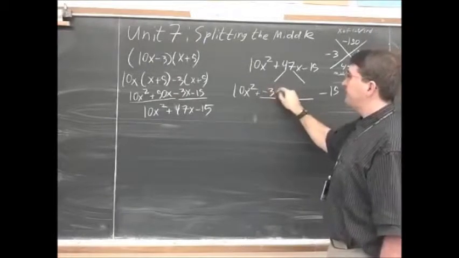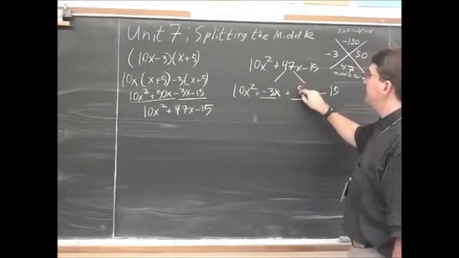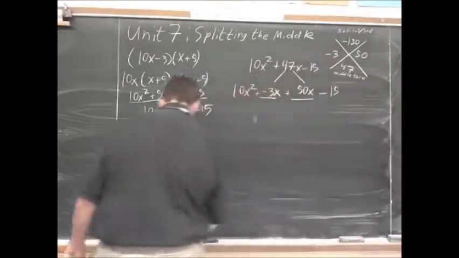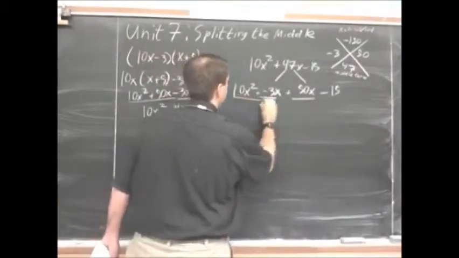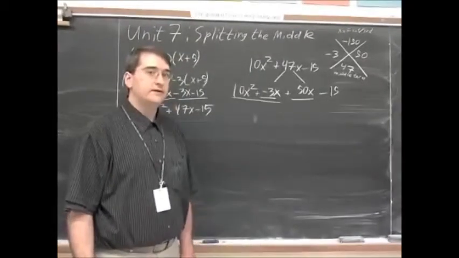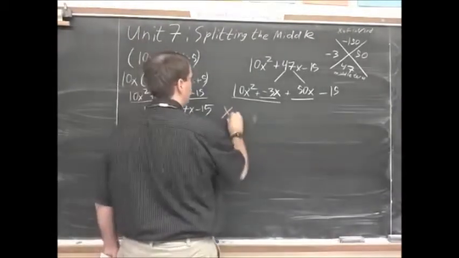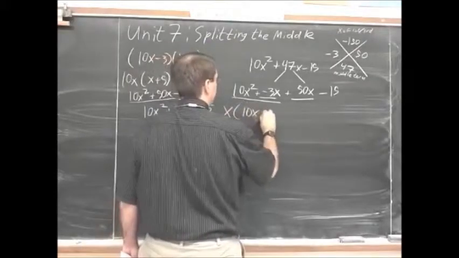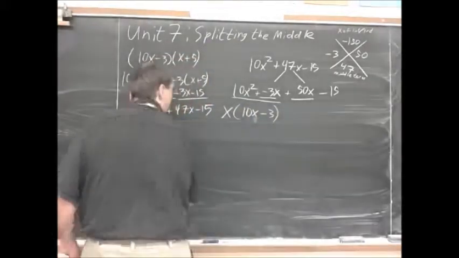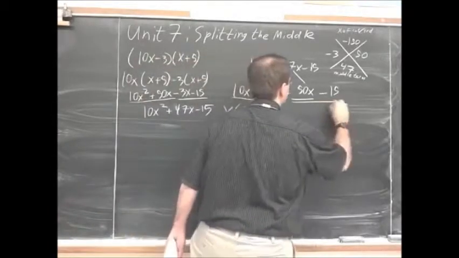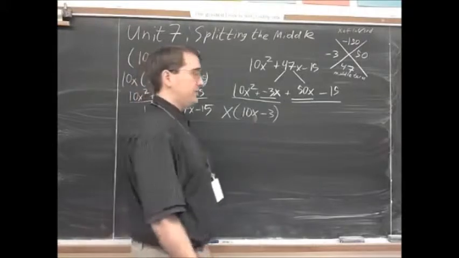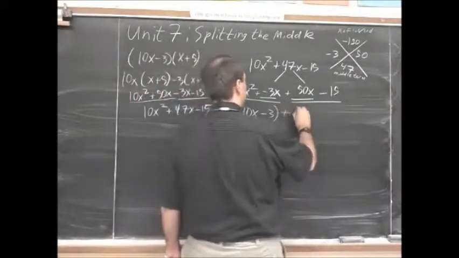I'll have negative 3x here and 50x here, and we'll see what happens. I look at the first two terms, 10x squared minus 3x. The only thing those two terms have in common is x, and so I pull that out. 10x minus 3, or plus negative 3. Then I look at the second two terms, 50x minus 15. The only thing that those two terms have in common is a 5. So plus 5.